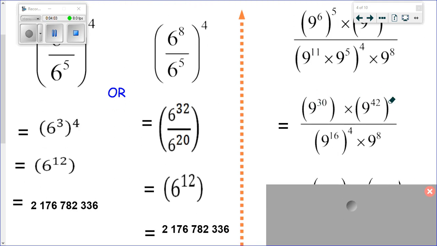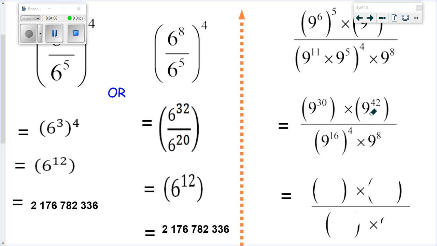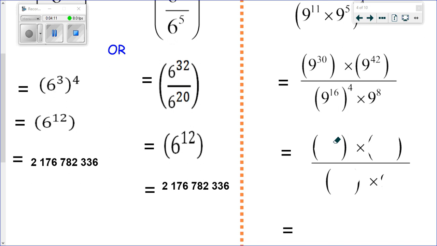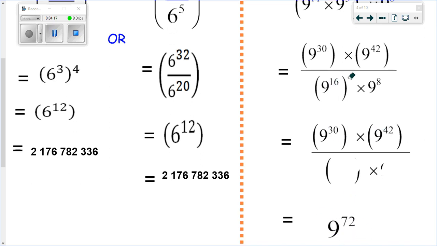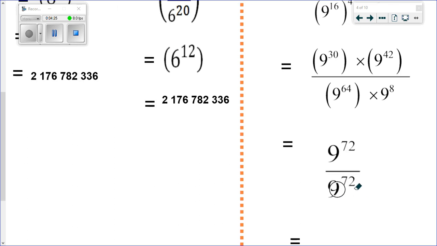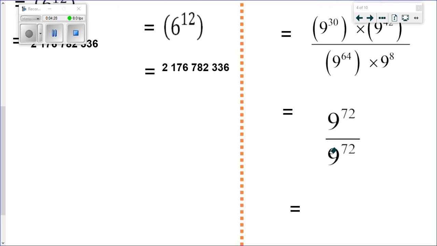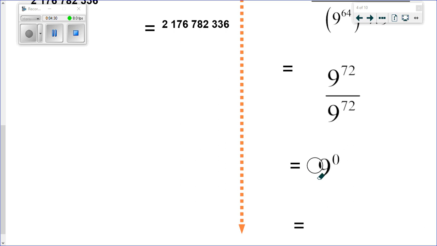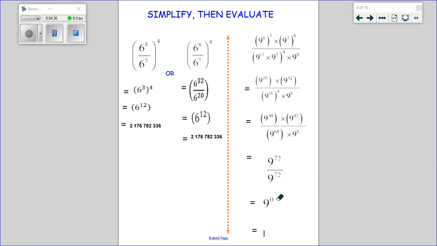When I multiply, here I'm going to finish my top. When I multiply 9 to the 30th times 9 to the 42, that's going to be 9 to the 72. And a power to a power, we multiply exponents, so 16 times 4 is 64. 64 plus 8 is going to give you 72, so it's 9 to the 72 on the top, divided by 9 to the 72 on the bottom. This will simplify to 9 to the 0, which is equivalent to 1 when we evaluate. So the simplified form is 9 to the 0, and the evaluated form is 1.